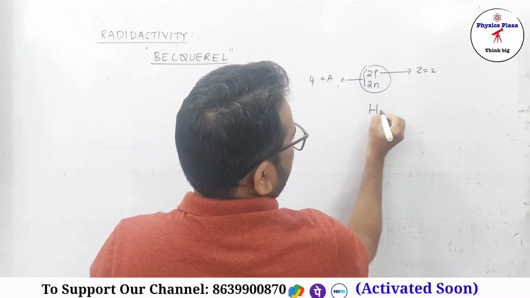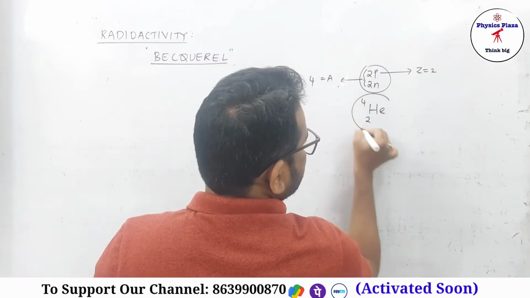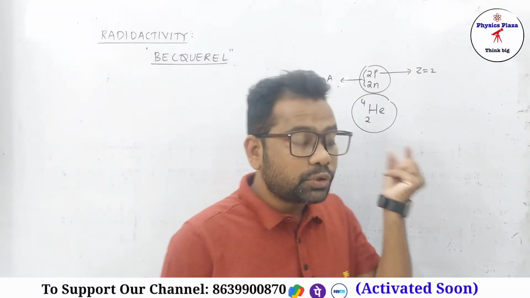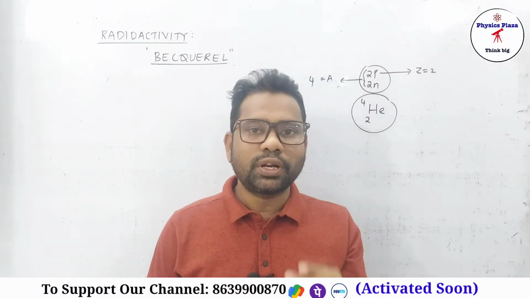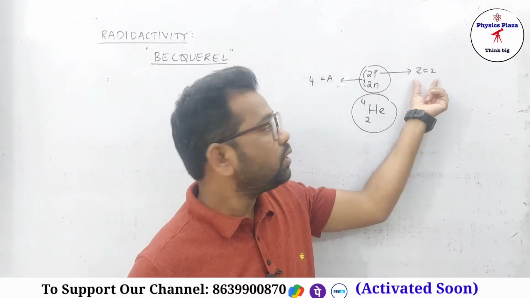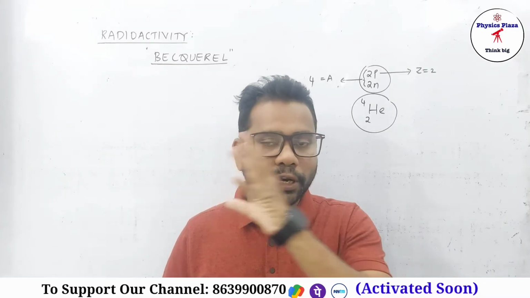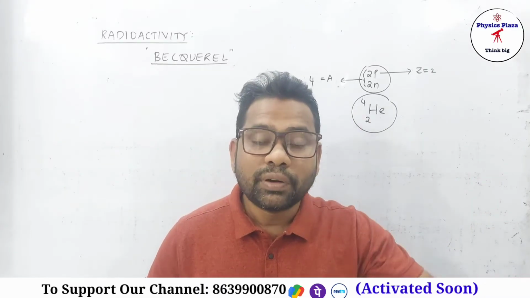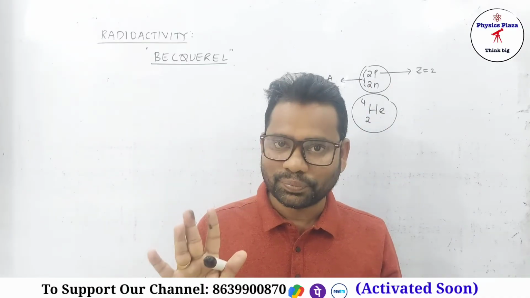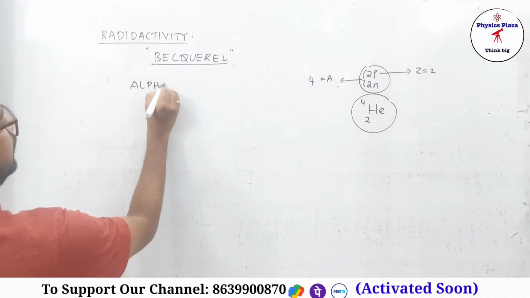So we can represent alpha particle as helium 2, 4. Don't get confused, children. The symbol is the same as helium only. Again I'm telling you, alpha particle carries 2 protons, 2 neutrons, which means it carries 2 units of atomic number, 4 units of mass number. So whenever an alpha particle is emitted from a particular nucleus, the atomic number of that nucleus is reduced by 2, mass number is reduced by 4. Okay, now let us see alpha decay.